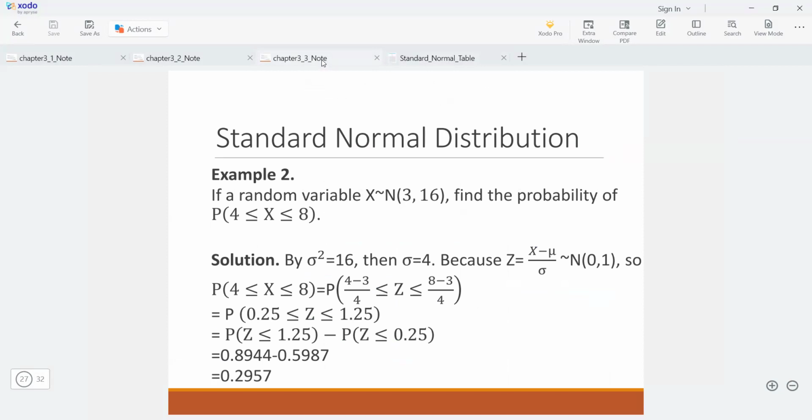Okay, so this is how we can use the relationship between the normal distribution and the standard normal distribution, and also the standard normal table, to find the probability of a normally distributed random variable between a range. Okay, so this is our second example about the normal distribution.